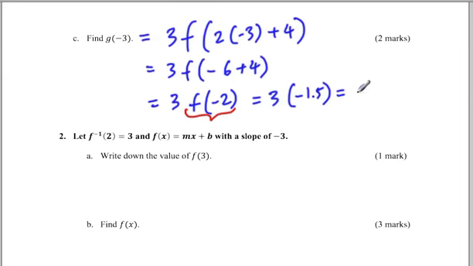So 3 times negative 1.5 is negative 4.5, and that's our solution. So all you have to do is find what f of negative 2 is, get the actual value, and then multiply it, and then you're done. So we're done with C.